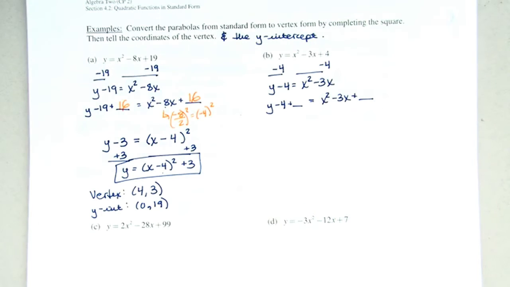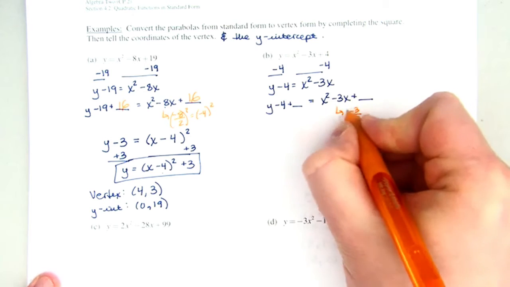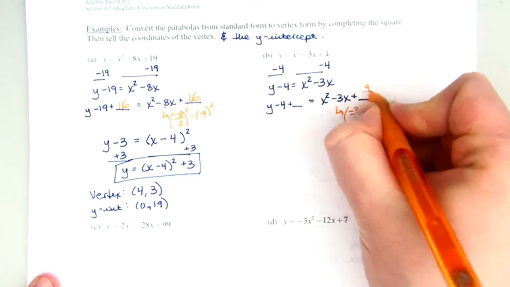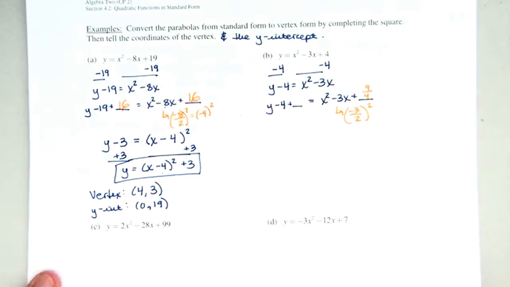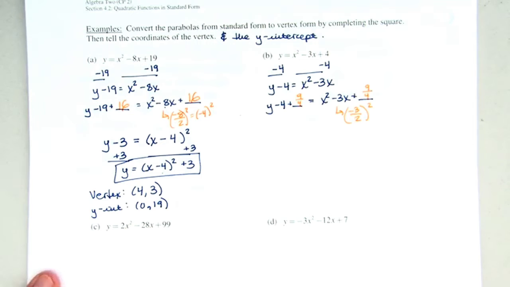That's okay. Can you tell me, as a fraction, what are we going to add to both sides? We've got to do half that middle number squared. So negative 3 over 2 squared. That's 9/4. I'm going to add 9/4 on the right, balance it out with a 9/4 on the left.